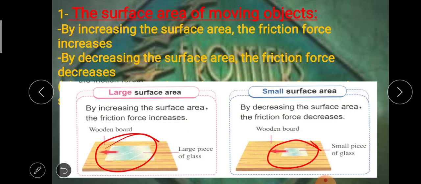So again, the friction force is directly proportional to the surface area. What does that mean? That means by increasing the surface area, the friction force increases, and by decreasing the surface area, the friction force decreases.